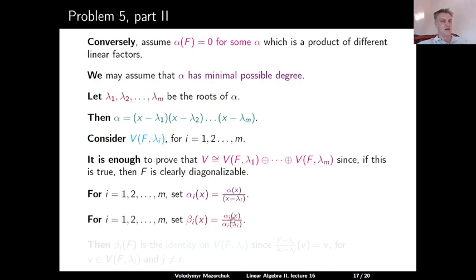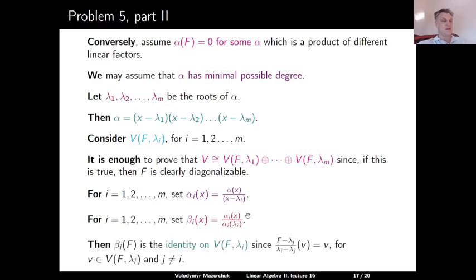So alpha I evaluated at lambda I is lambda I minus lambda 1, and so on, lambda I minus lambda I minus 1, times lambda I minus lambda I plus 1, and so on. So this is non-zero, so beta I of x is well defined. And now this beta has very interesting properties.